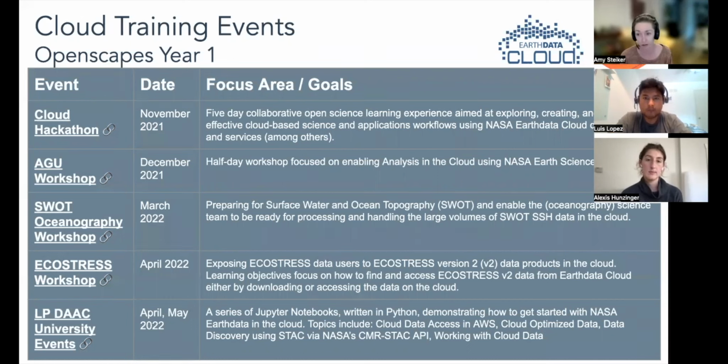We also hosted an AGU workshop, and then a couple of other more NASA mission specific workshops focused on those more individualized user communities.